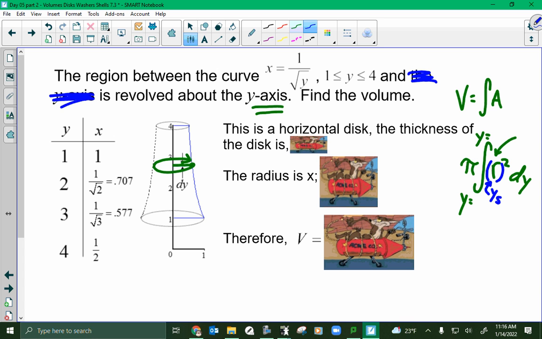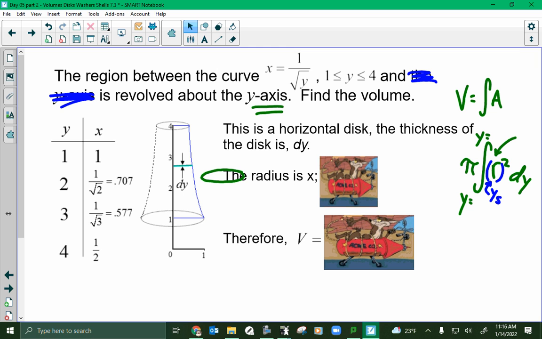First of all, this is a horizontal disk. If it's horizontal, it just means it's parallel to the x-axis. It's perpendicular to the y-axis. So we need our dy. I don't even look at it as horizontal or vertical. I look at it, if it's rotated around the y-axis, it's y. I guess the reason we say horizontal is because sometimes we might get one that's rotated out here, not exactly on the y-axis. So yes, if it is horizontal, we use dy.